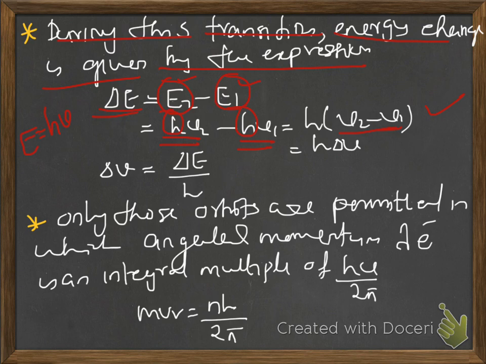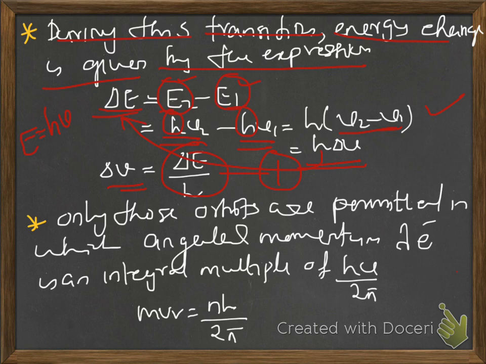Nu 2 minus nu 1 means change in frequency of the radiation. Change in frequency. So, h into delta nu. So delta nu equal to, we have to take this h here, delta E by h. This is one fundamental equation. This is the fundamental equation. The energy change associated with electronic transition is given by delta E by h.